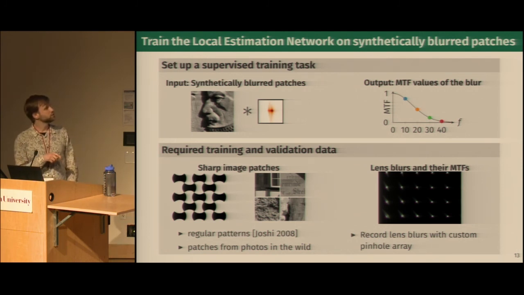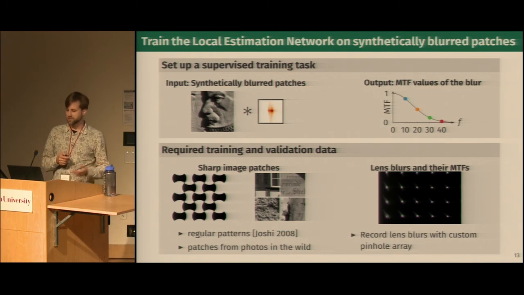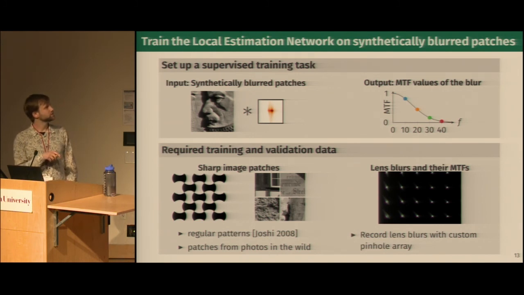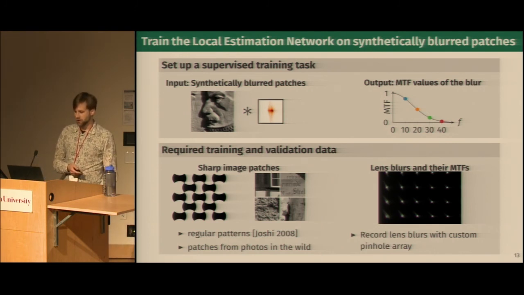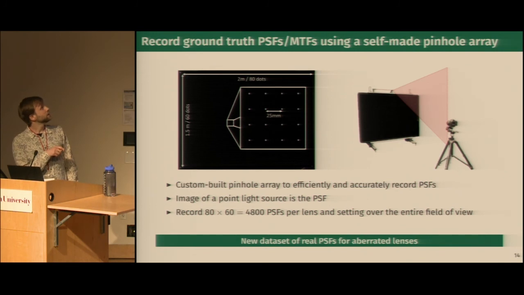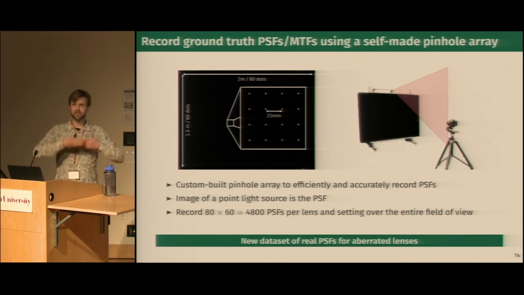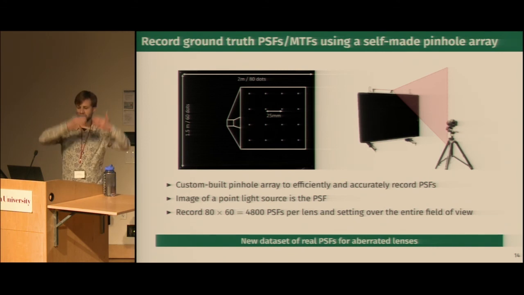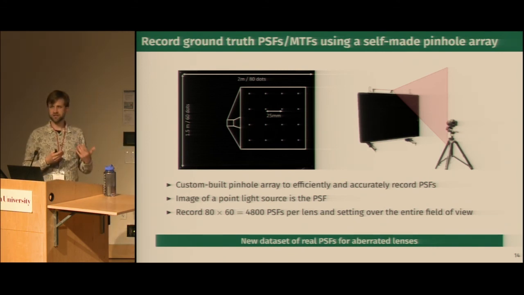And for lens blurs, we use artificial lens blurs, but we also record a lot of lens blurs with a custom pinhole array that I'm going to show you on the next slide. We built a pinhole array which is 1.5 by 2 meters large. It's basically a backlit LCD panel with a large photographic black film which is developed to have these small holes.